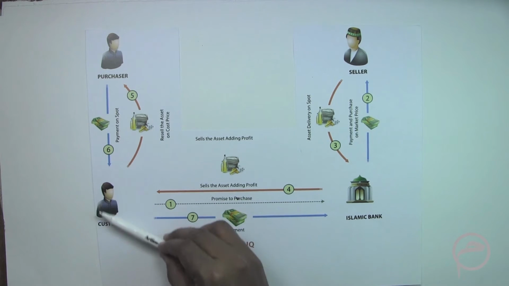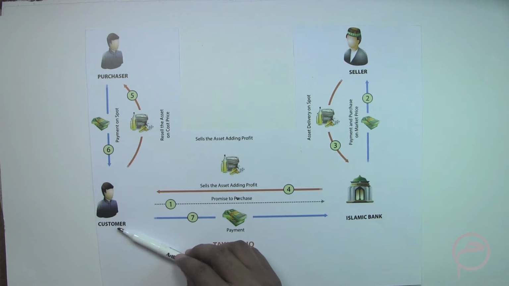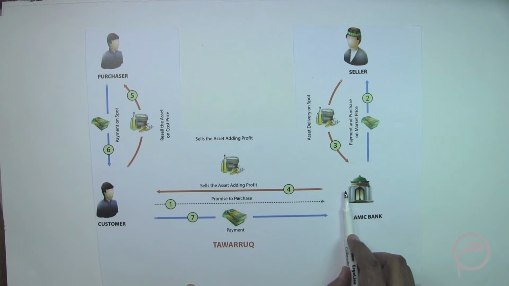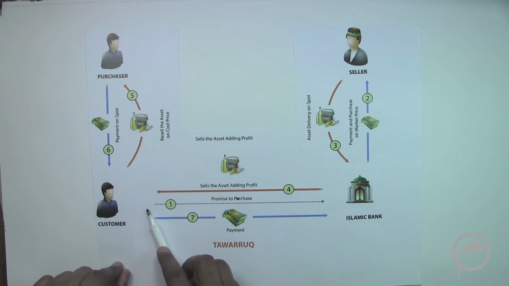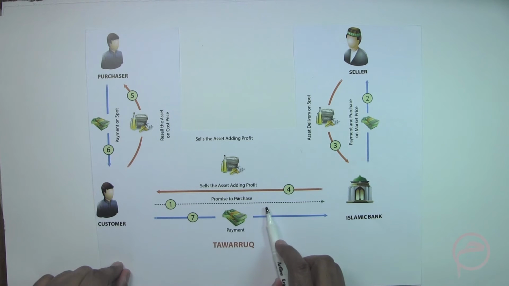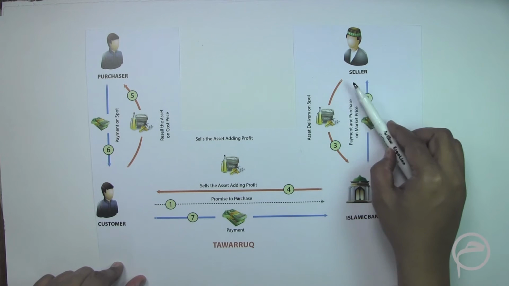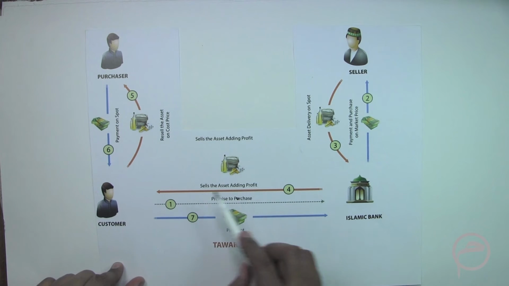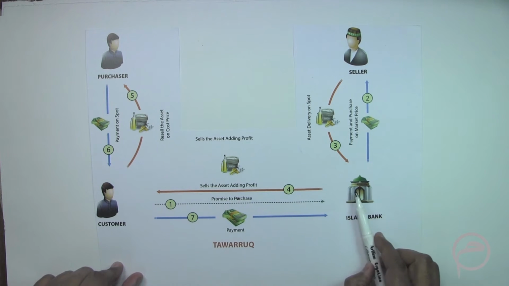Step 1, this is a customer, this is an Islamic bank. The customer needs cash. The customer approaches an Islamic bank. The Islamic bank discusses the amount of cash which the customer requires. Then the customer provides a unilateral promise to purchase to the Islamic bank, mentioning that if the Islamic bank purchases certain commodities, then the customer would purchase those commodities from the Islamic bank. This is basically for the comfort of the Islamic bank.